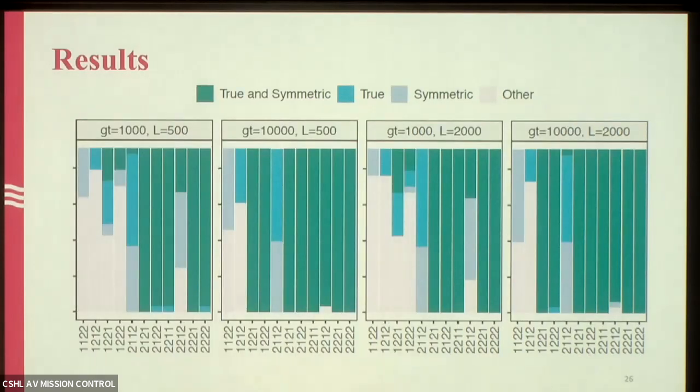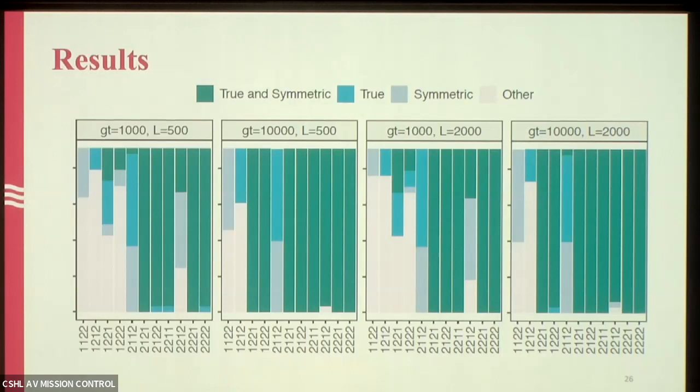The third scenario is inputting DNA sequences. The first is DNA sequence of length 500 estimated from 1,000 gene trees or from 10,000 gene trees. And we are evaluating DNA sequence of length 2,000 from 1,000 gene trees and 10,000 gene trees. As we can see, our method performs pretty well with high accuracy.